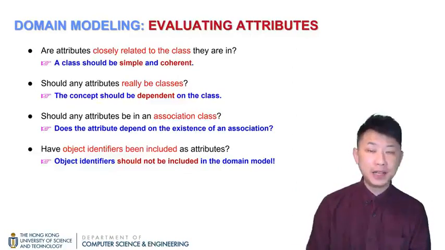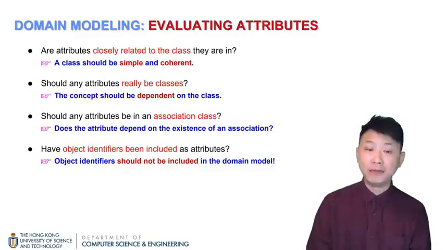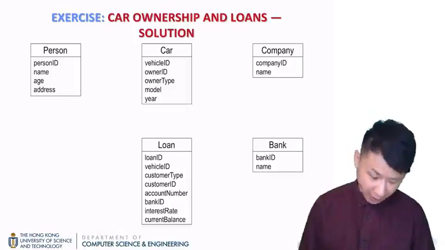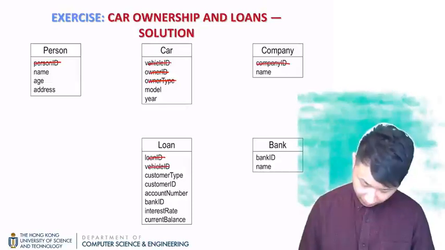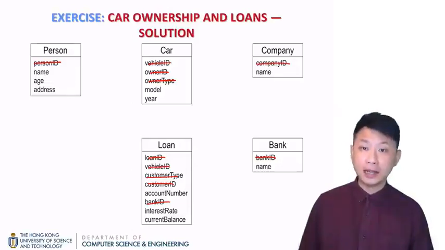And if there's some ID that you can use to identify an instance of an object, you eliminate all the IDs, because IDs, object identifiers, should not be included in the domain model. As an example, in the first exercise, we have IDs as attributes, and we have to remove all of them. Because they are not the real properties of the objects, they are simply artificial numbers. And to make sure that our class diagram is simple and also easy to read, we only keep the necessary attributes and ignore all the IDs.